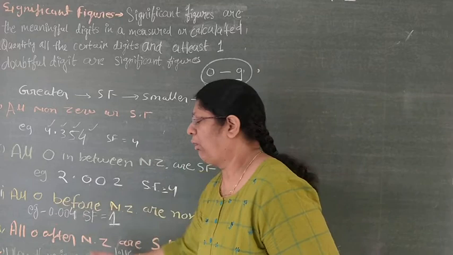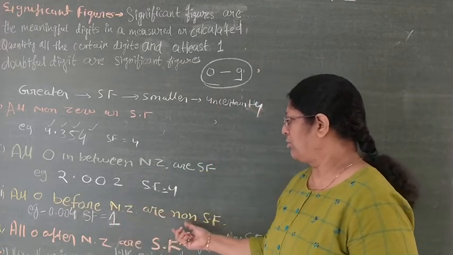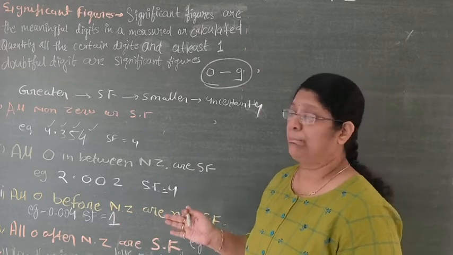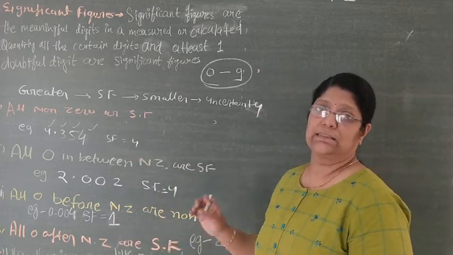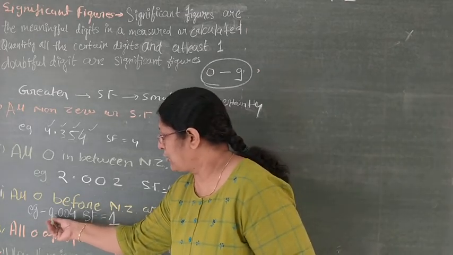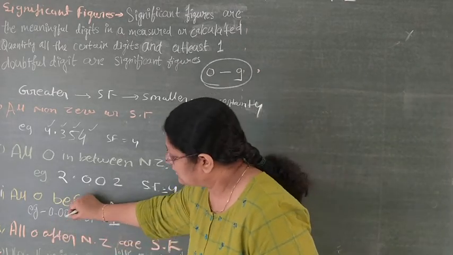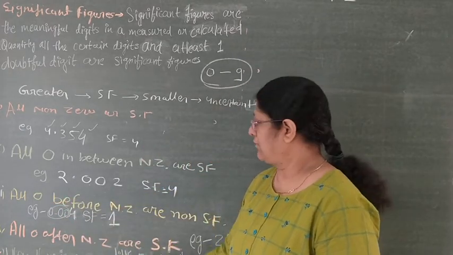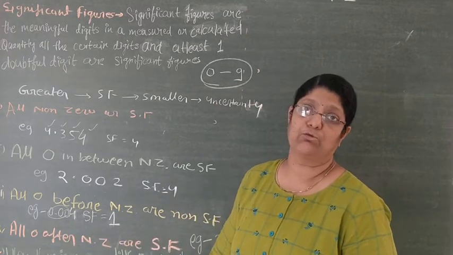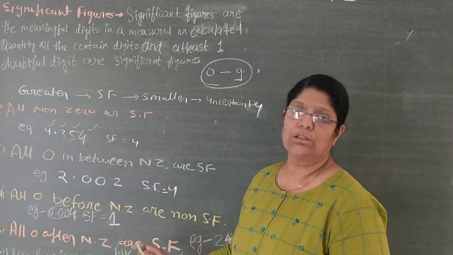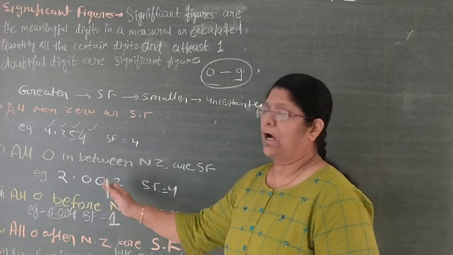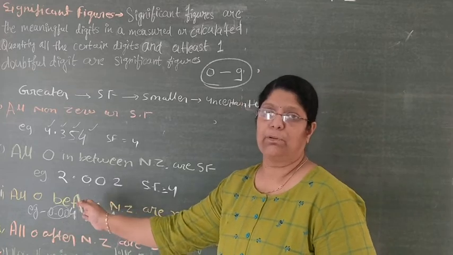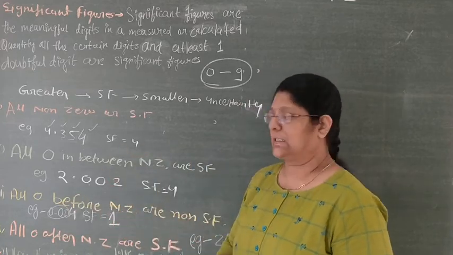Third rule: all zeros before non-zero digits are non-significant. All zeros which are present before a non-zero digit will not be considered as significant figures. Just see 0.004. So all 3 zeros will not count as significant figures. Only this 4 will count, so the significant figure is 1. So all non-zero digits coming after zeros will be significant figures, and the zeros which come before the digit will not be significant figures.